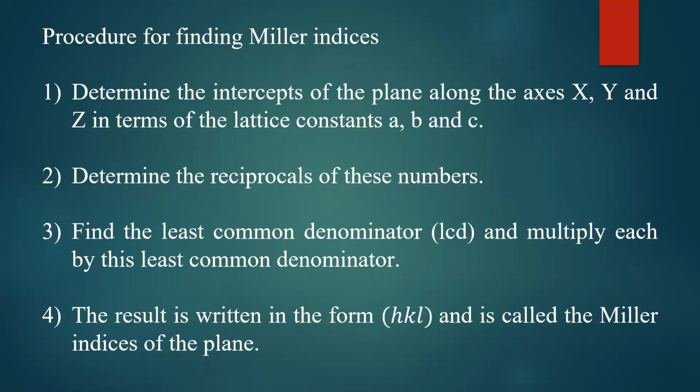Similarly, if you take the Miller indices of the next parallel plane, it will also have the same Miller indices. That's why Miller indices represent a set of parallel planes. They do not represent a single plane. Instead, they represent sets of parallel planes, which all have the same Miller indices.